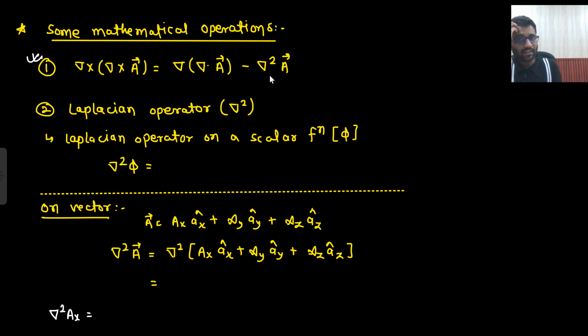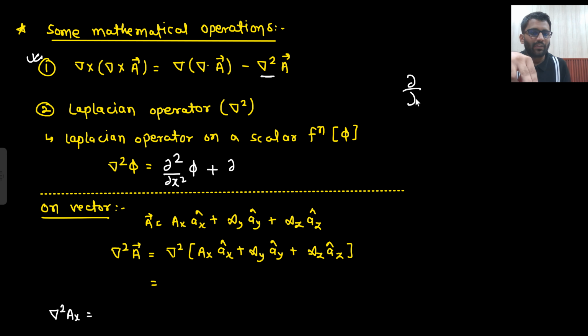Then there is a Laplacian operator. This we are going to study. Laplacian operator on a scalar function, how do we define that? Del square phi is defined as del square by del x square of phi. Basically, you need to differentiate phi with respect to x twice. First you do this, then again you do del by del x. So del square phi upon del x square. Same goes with respect to y as well, and same goes with respect to z as well.